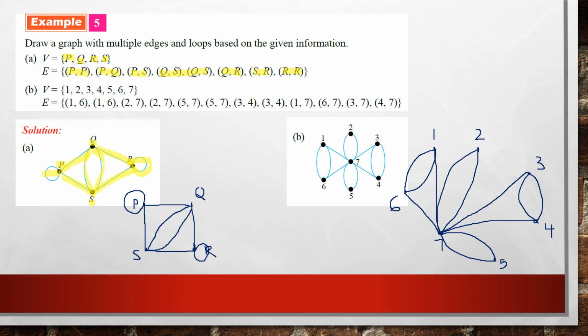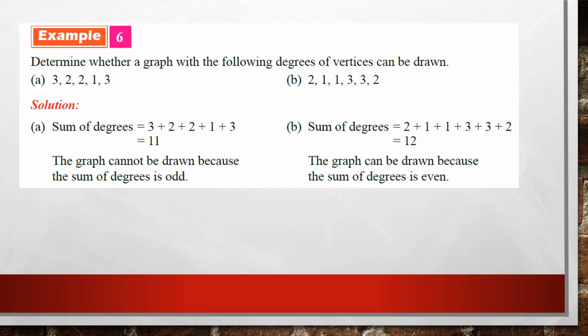So now we look at the next example, example 6, the last one. Determine whether the graph with the following degrees of vertices can be drawn. Okay, we look here, part A, you have 3, 2, 2, 1, 3. So what you must do, you find the sum of these degrees given. So 3 plus 2 plus 2 plus 1 plus 3, you get total 11.